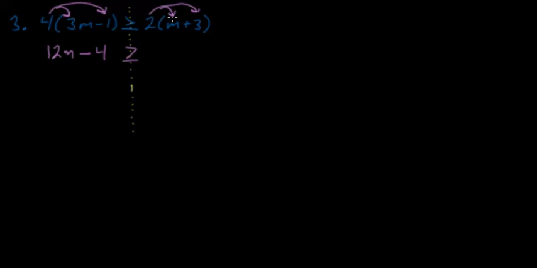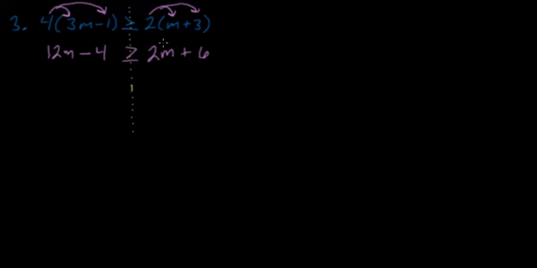So I'm going to multiply the 2 times this m, giving me 2m, and 2 times the +3 gives me a +6. And so now I still have terms with variables on both sides. So what I need to do is get all my variables on one side. You don't have to get it to the left or the right, just as long as it's to one side.